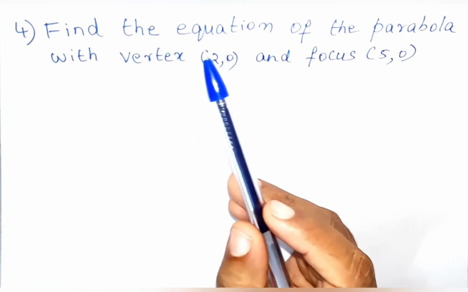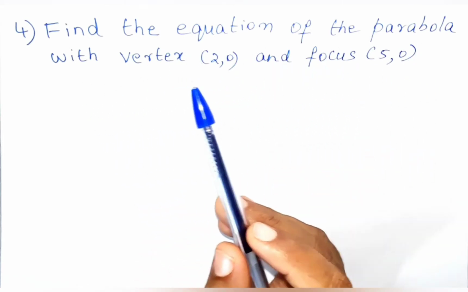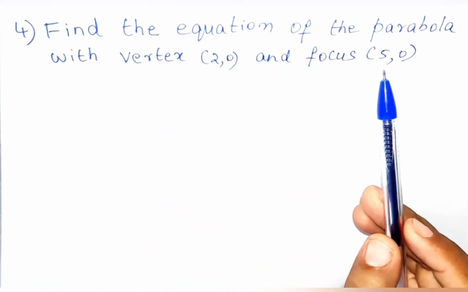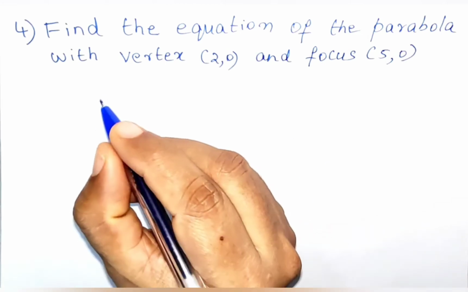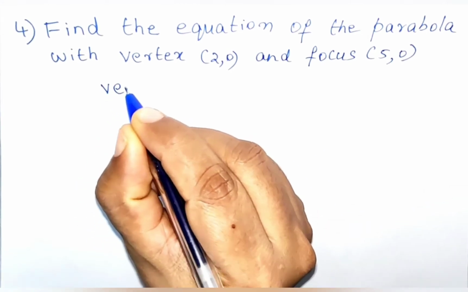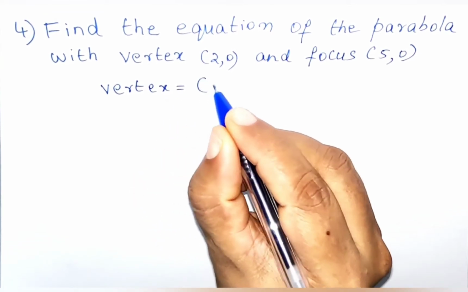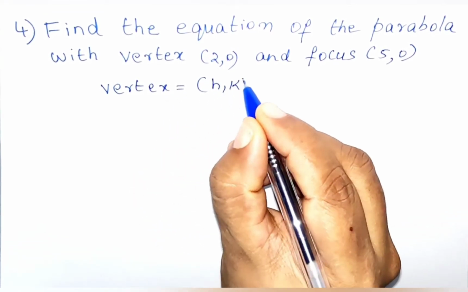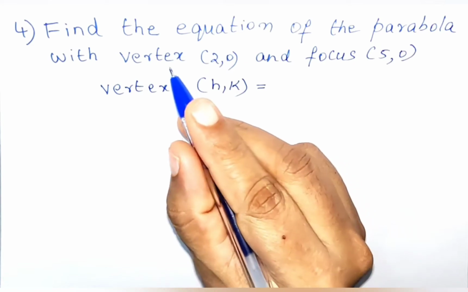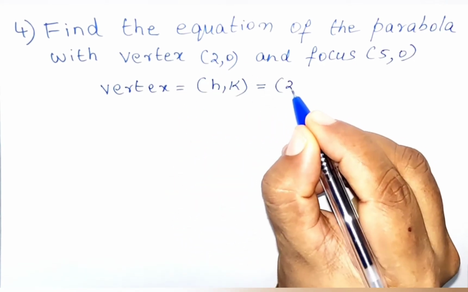Now let us solve question number 4. Find the equation of the parabola with vertex (2, 0) and focus (5, 0). First let us write whatever is given. Vertex is given. So the vertex is (2, 0), that is (h, k). Our h is 2 and k is 0.